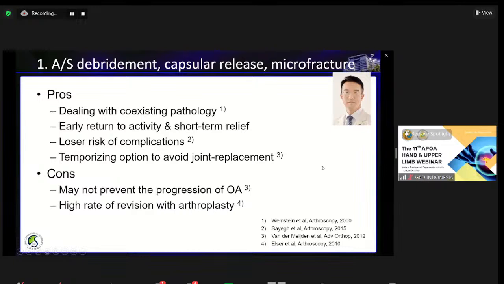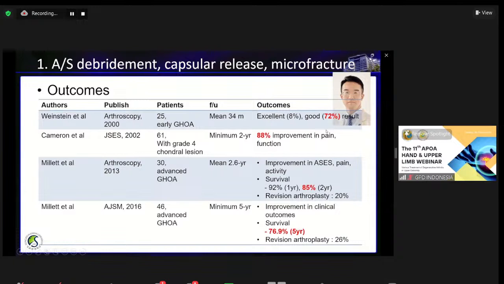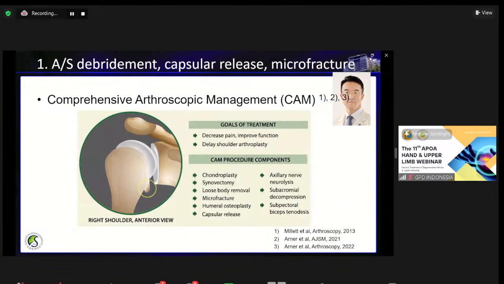However, the outcome at 3 to 5 years is somewhere between 72% to 88% survival, though without that much publication. It is considered CAM because we're doing comprehensive arthroscopic management. What we do is chondroplasty, synovectomy, loose body removal, microfracture, humeral osteoplasty for the osteophyte, capsular release, maybe axillary nerve release, subacromial decompression, and a biceps procedure. All these could be done at one time, which might help a little better without doing the arthroplasty.